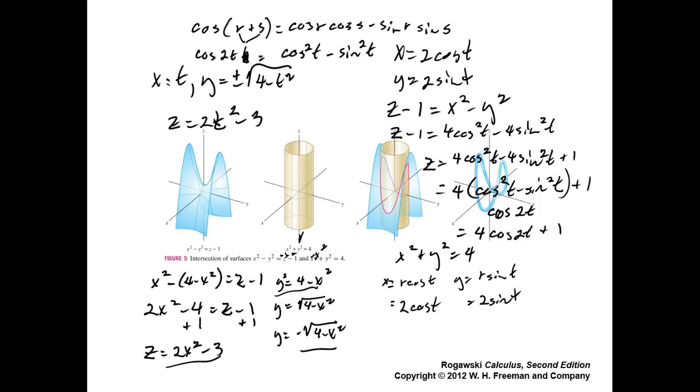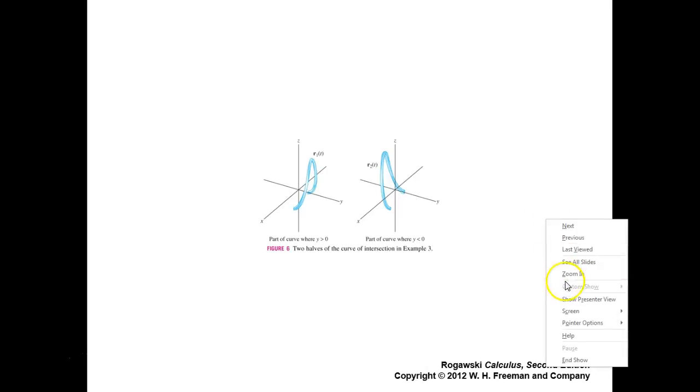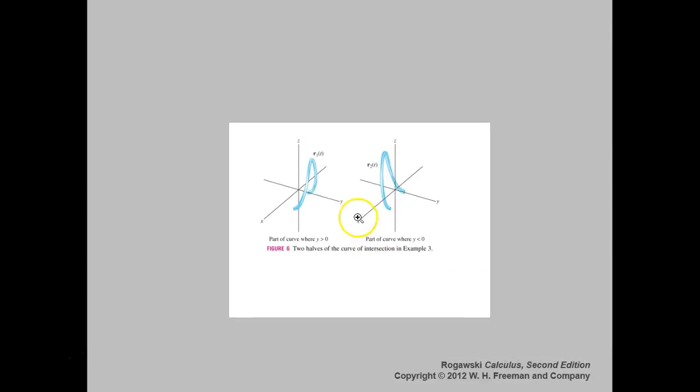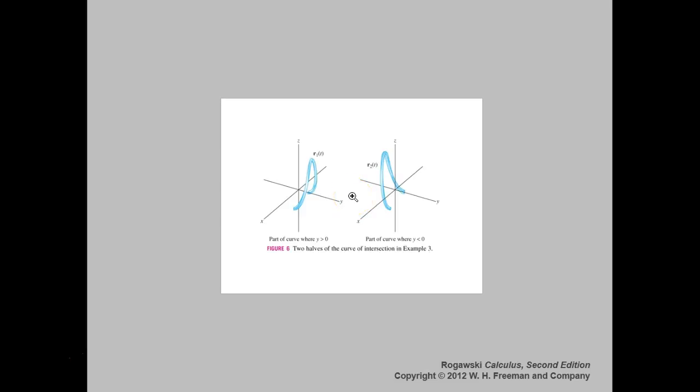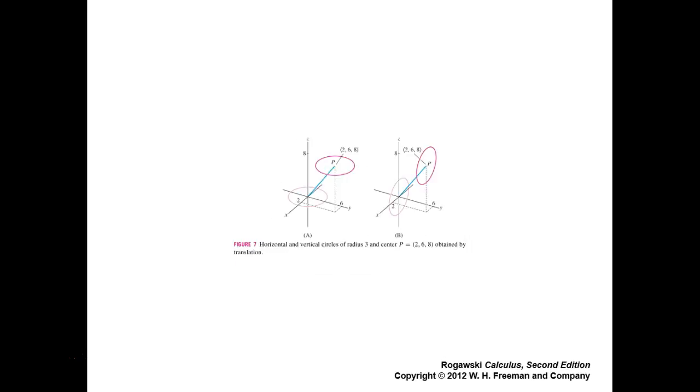Now, this is the illustration of what they did in the first one. Remember when I said they took the positive y and the negative y. And this is a part of the curve where y is positive, greater than 0, and then the second part is when it's less than 0, and you put them together, and that's what you got. So I think that's not much more you can say about that.